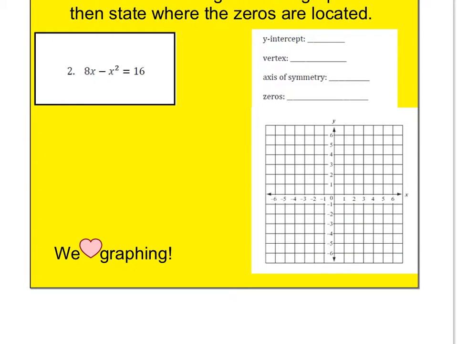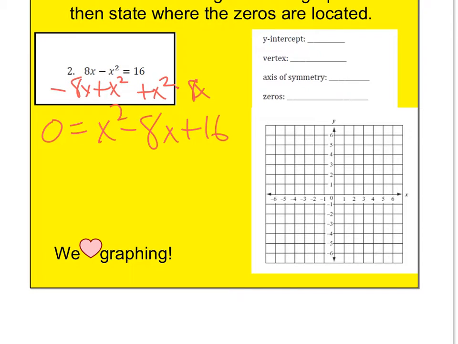So here I have to do a little bit of maneuvering. I'm going to take everything over to the other side. So I'm going to add x squared, subtract 8x on this side too. So it's going to be 0 equals x squared minus 8x plus 16. This is what I want to deal with. So the y-intercept is going to be at 16.